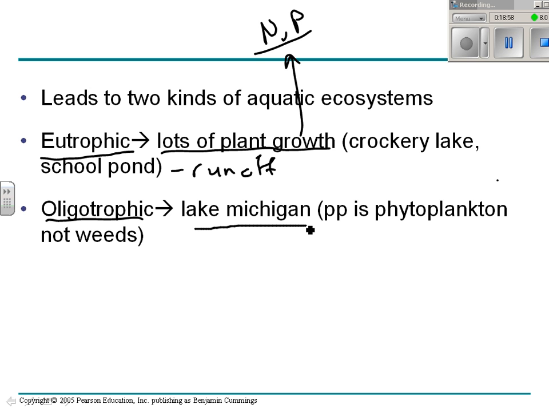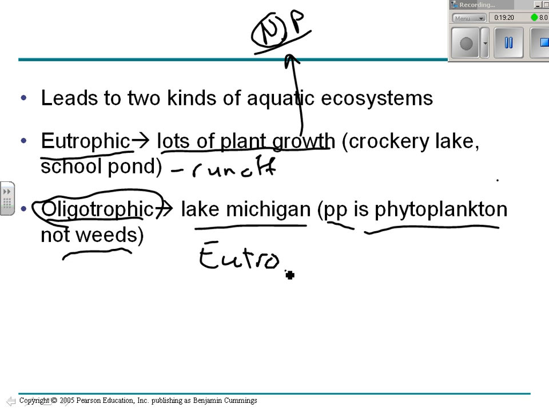Oligotrophic lakes, like Lake Michigan, are where the primary producer is phytoplankton. There's no real weeds. You can go to Lake Michigan and you don't find weeds really at all. That's because there's not so much nitrogen per unit. So that lake is oligotrophic, and there's lots of things that can affect that. But eutrophication, if you look at our school pond, that's what's happening to it. So many nutrients are flowing into it that you get all kinds of primary production in that pond.